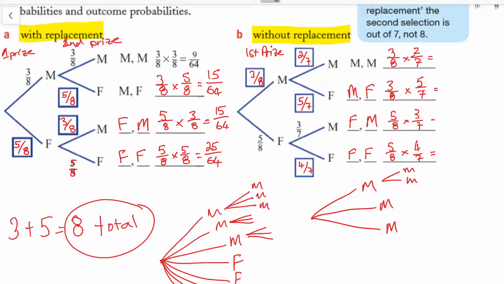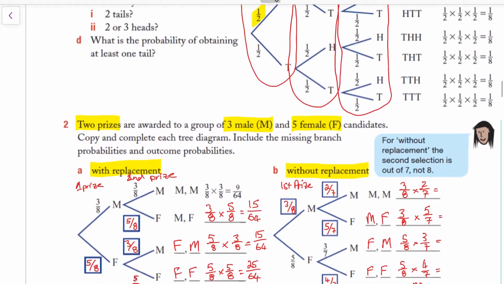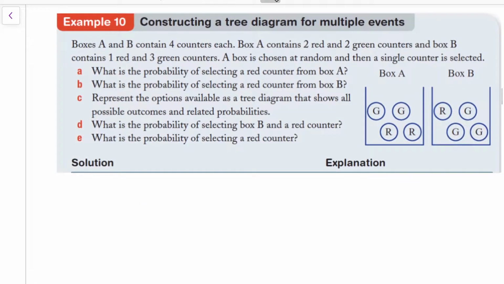So when you read a question, we will very much clearly stipulate if it's with replacement or without replacement. And then you will know which type of diagram you need to work with. Okay, so that's hopefully made it a little bit clearer what we're going to be doing today with regards to our tree diagram. All right, so let's have a look at example 10.